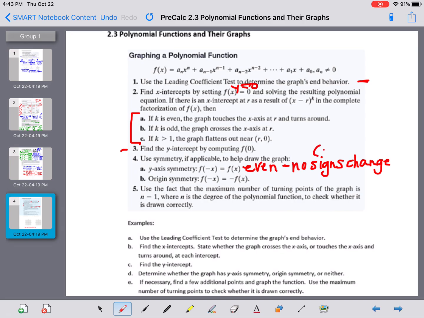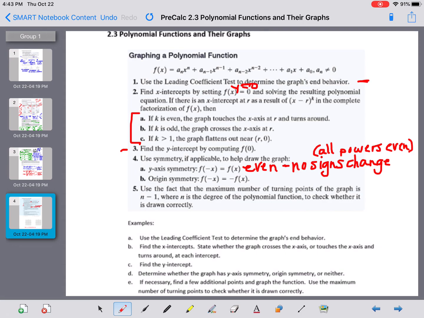When all your powers are even, then none of the signs change. If it's even, if all powers are even, no signs change. Remember, that's x-axis symmetry, and y-axis symmetry, which means however it looks on the left side, it will look on the right side.